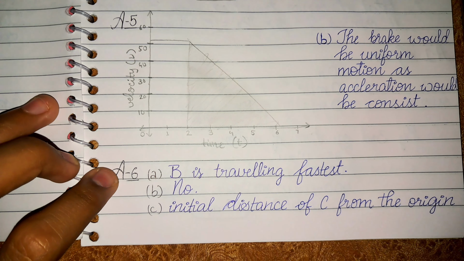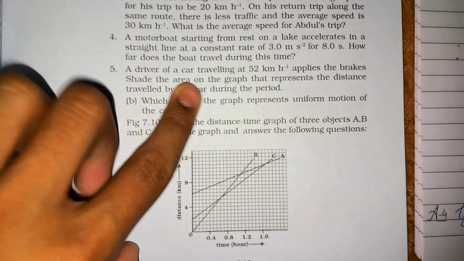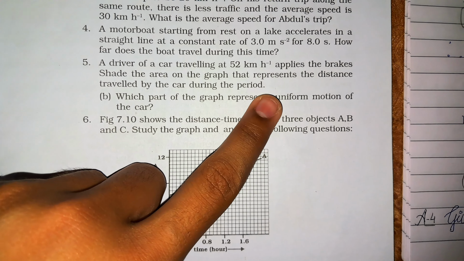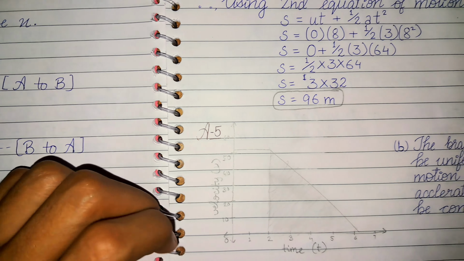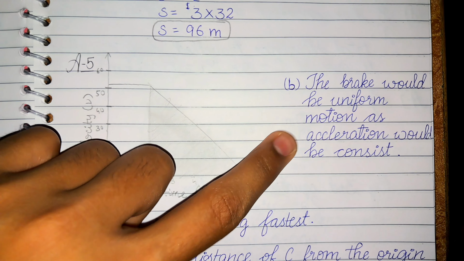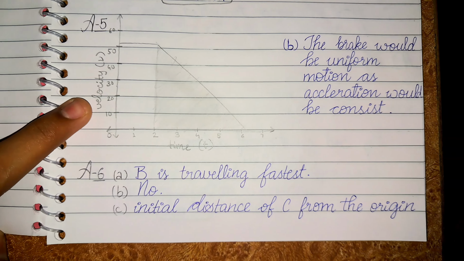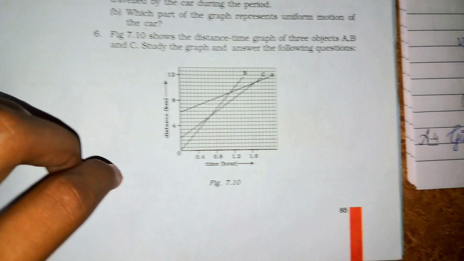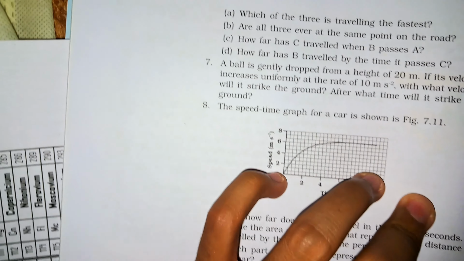Then we got another question. We have solved it very easily. It was said that a driver of a car traveling at 52 km per hour applies brakes. Shade the area that represents the distance traveled. Which part of the graph represents uniform motion? So here we have drawn the graph and shaded the part. The brakes would be uniform motion. But here there was a problem that the time was not given, so we can take any time that we want.